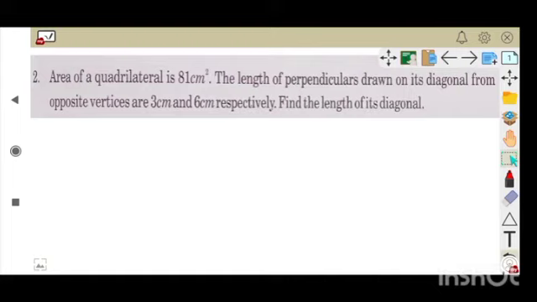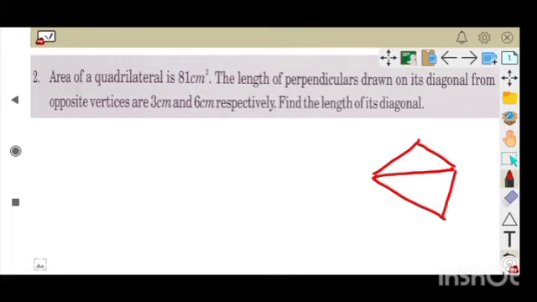We have question number 2. Area of a quadrilateral is 81 centimeter square. We have a quadrilateral, and for this quadrilateral the area is 81 centimeter square. The length of the perpendiculars drawn on its diagonal from the opposite vertices are 3 and 6 centimeter. Now find the length of its diagonal. Okay, so I'll just draw a diagram now. There is a quadrilateral like this, and this is a diagonal. Fine.